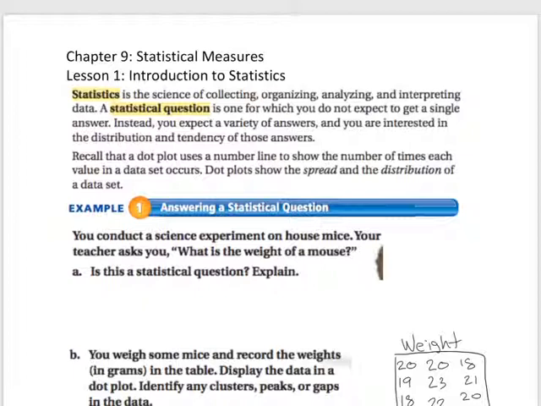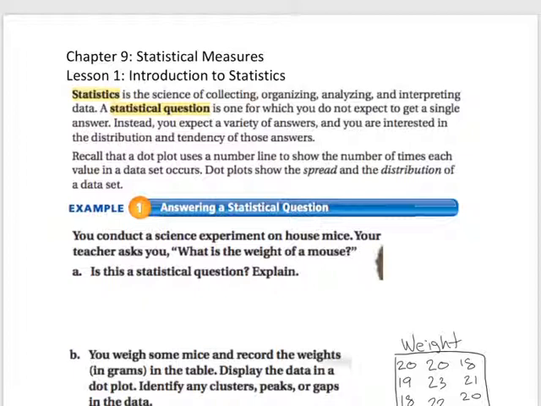A statistical question is one for which you do not expect to get a single answer. Instead, we expect a variety of answers, and you are interested in the distribution of those answers. So, for instance, in a statistical question, you wouldn't just be expecting one or two answers, a yes or no, perhaps, or if you ask somebody what the weather outside is, that's not going to be a varied answer. Versus a statistical question, you're going to be expecting a variety of different answers from people.